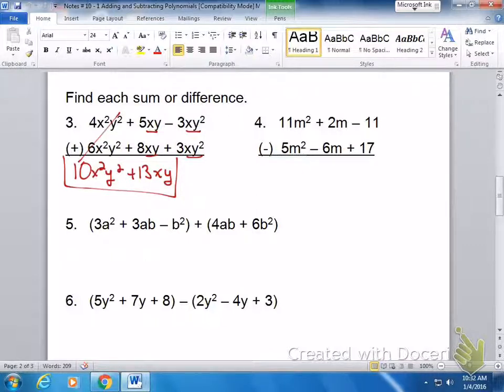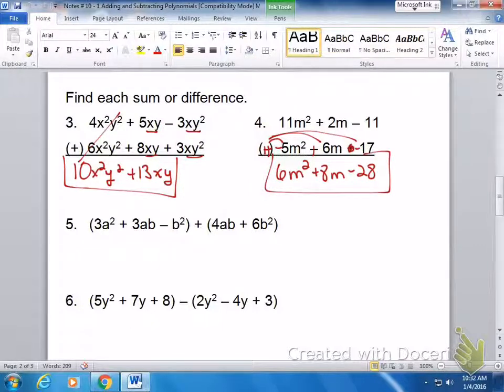Number 4 can be a little trickier because now we're subtracting, so we kind of need to distribute our 1 first. So instead of plus 5m, I have negative 5m. Instead of negative 6m, I have positive. Instead of positive 17, I have negative. And now I can just add them together. 11 minus 5 gives me 6m squared. 2m plus 6m gives me 8m. Negative 11 minus 17 gives me negative 28.